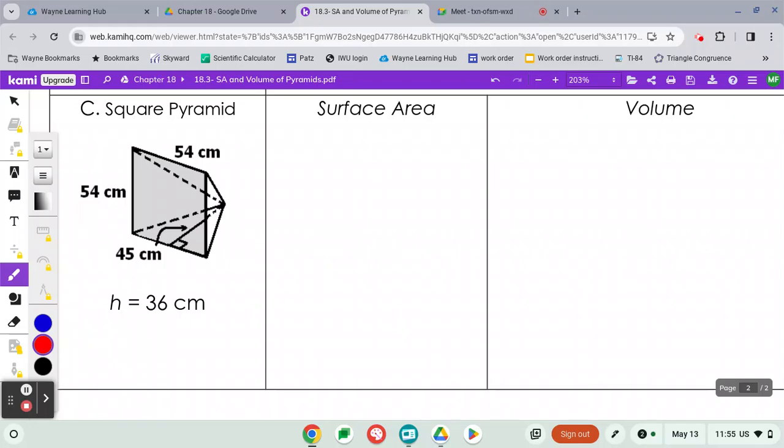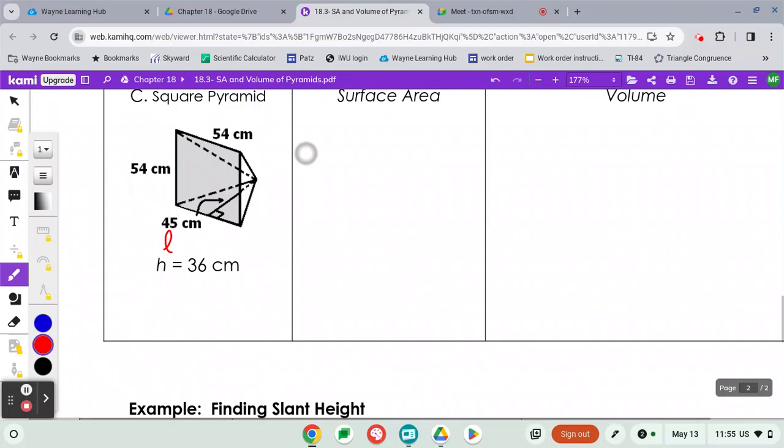It's part of the base. I know why we're confused, but do you see how this is not the point of the pyramid, right? That's the point of the pyramid. It got tipped over. So this 54 is along here. The slant height, what is the slant height? 45, because it's tipped over, right? It's kind of a tough one. So slant height is 45.